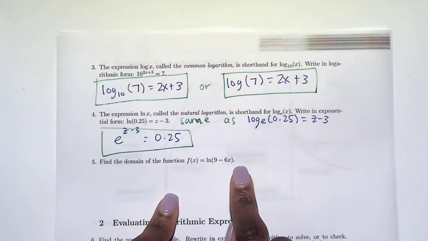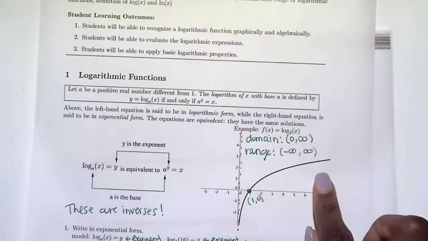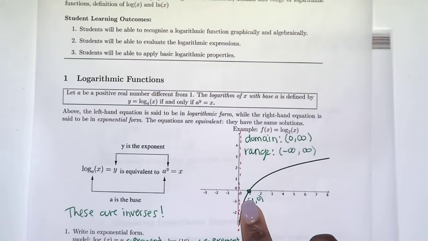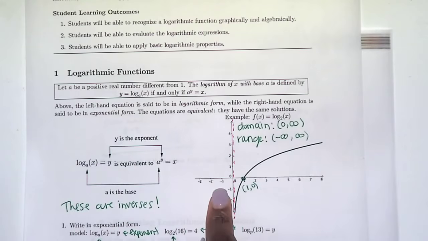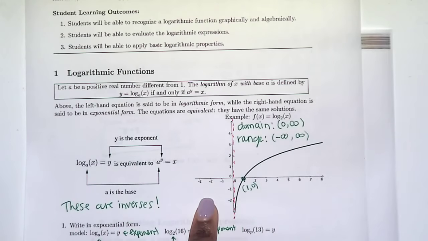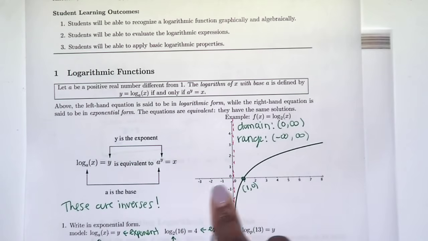When we have log, let's go back and take a look at a log's graph. Most of them pretty much look like this. What do we notice about the domain? Well, we're never going to have negative numbers inside of our log, and also we never have a 0. So we can't have x equals 0, we can't have x be negative.